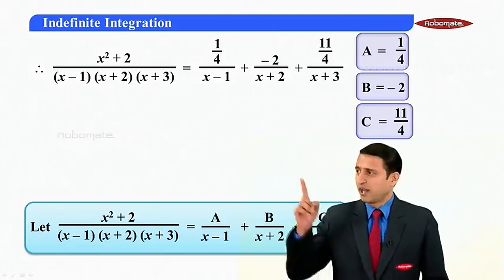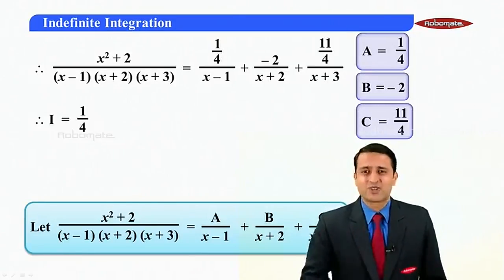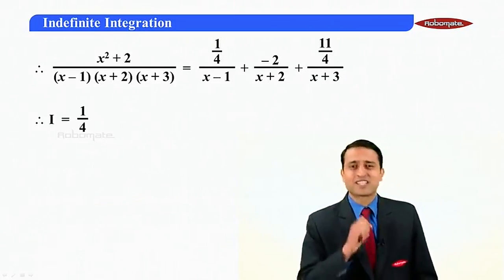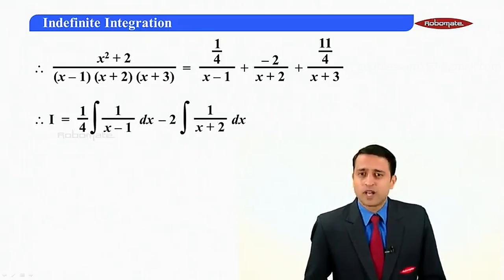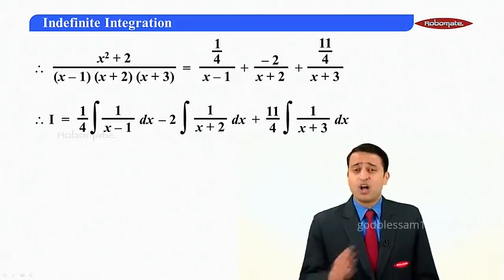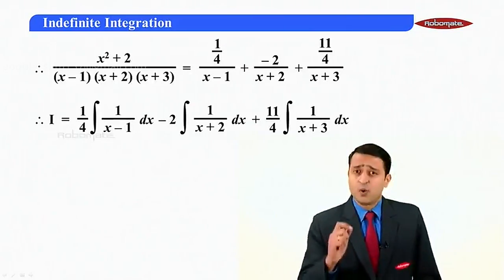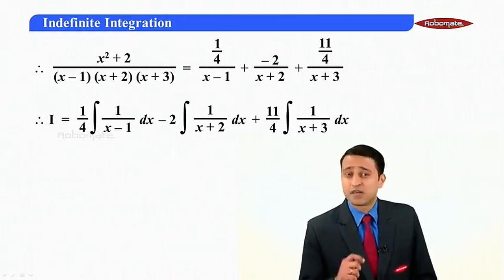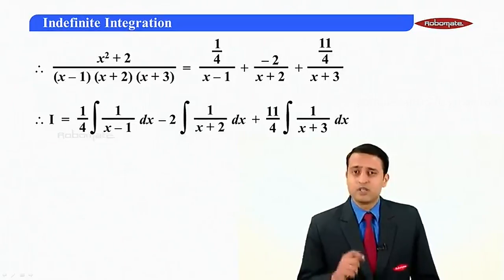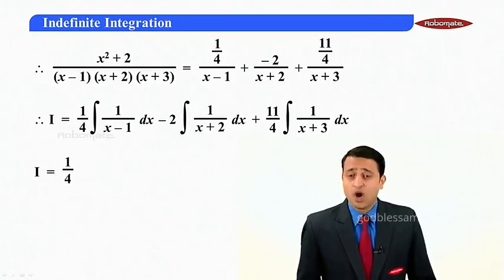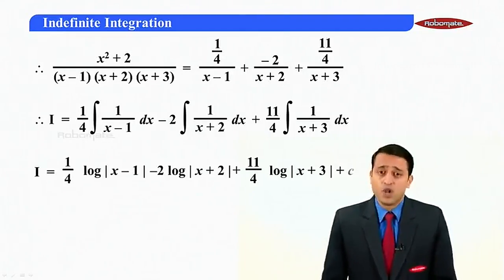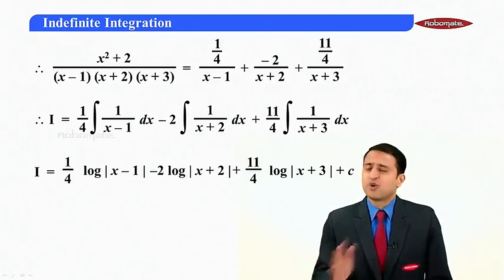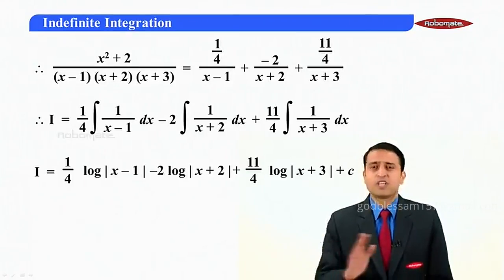Now my dear students, the product there is converted into addition. So integration becomes very easy. So let's write that 1 by 4 integral of 1 upon (x − 1) dx minus 2 integral 1 upon (x + 2) dx and plus 11 by 4 integral 1 upon (x + 3) dx. All the integrals here are of the form 1 by x, and their answer is nothing but log mod of the function in the denominator. So I can write 1 by 4 log|x − 1| − 2 log|x + 2| + 11 by 4 log|x + 3| + c. There is no further simplification advisable, so we'll keep it as it is.